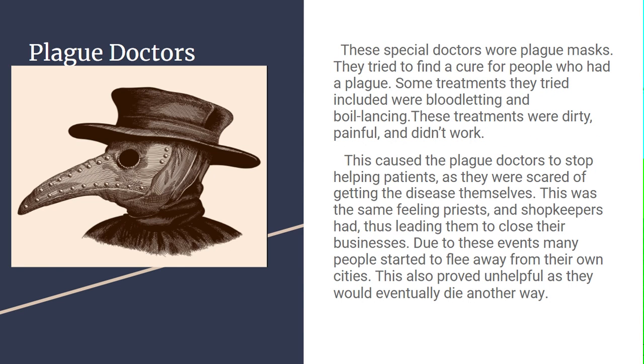Plague doctors. These special doctors wore plague masks, thus giving them the name plague doctors. They tried to find a cure for people who had a plague. Some treatments they tried included bloodletting and boil lancing. These treatments were dirty, painful, and didn't work most of the time. This caused the plague doctors to stop helping their patients as they were scared of getting the disease themselves. This was the same feeling priests and shopkeepers had, thus leading to them to close their businesses and stop helping the people. Due to these events, many people started to flee away from their own cities. This also proved unhelpful as they would eventually die in another way.